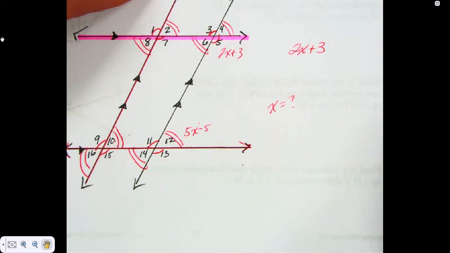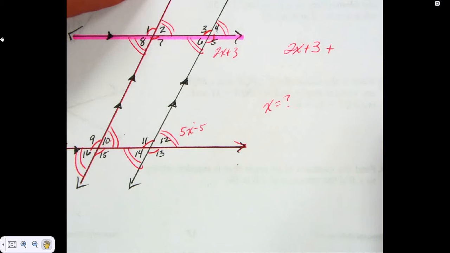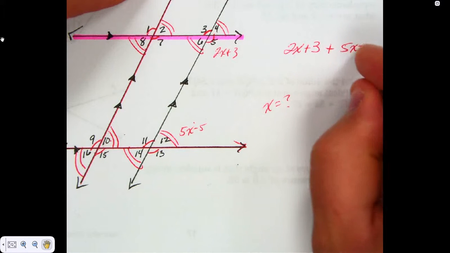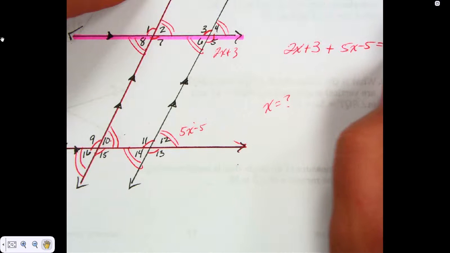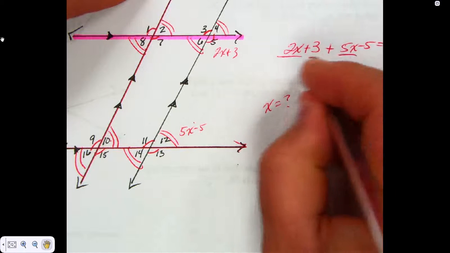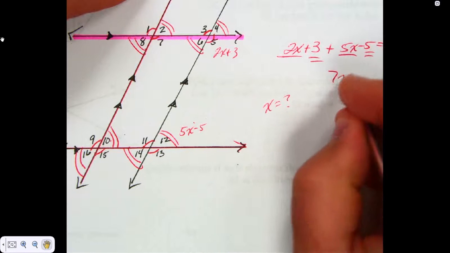2x plus 3 plus what? 5x minus 5 is equal to 180. Now it's just solving the equation.